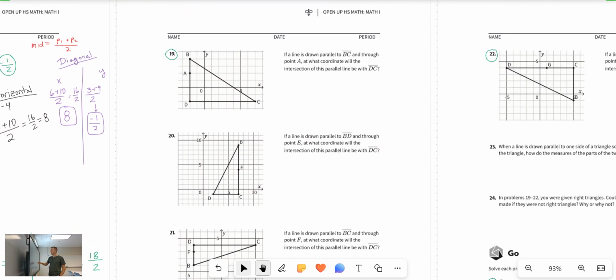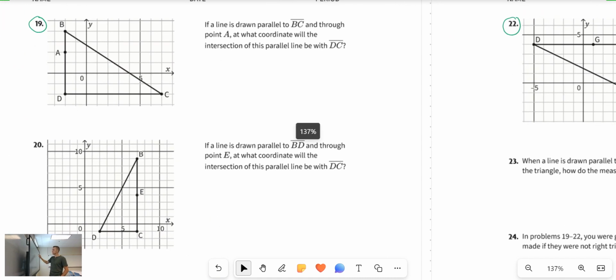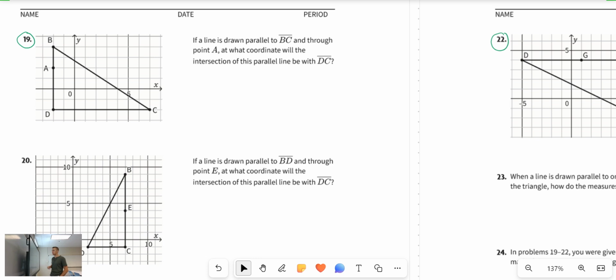Let's go on to the next one. All right, number 19. This has its own question, so we're not just going to do midpoint calculations. Here we go. If a line is drawn parallel to BC and through the point A, at what coordinate will the intersection of this parallel line be with DC? Okay, so first let's just draw a sketch here, just to make sure.